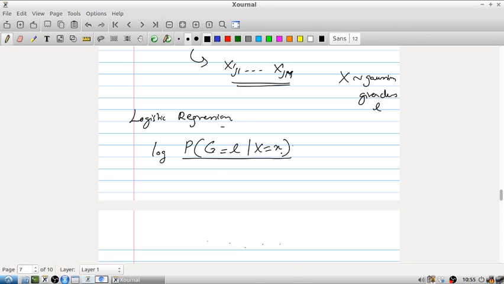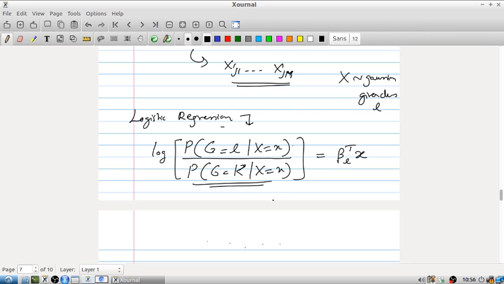And logistic regression makes the assumption that the log of the probability of G equal to L given X equals x, divided by the probability of G equal to, let's say, the last class, without loss of generality, as in you can pick any class in the denominator, given X equals x, is equal to beta L transpose x. So this is the assumption. It's a weird assumption, right? I'm saying I have k classes in my classification problem. I'm going to take the ratio of every class from 1 to k minus 1, the conditional probability of G taking that class value given X equals x, divided by the conditional probability that G takes the value of the last class given X equals x, take the log of that, and assume that to be linear. The log of the ratio of the conditional probabilities is linear. That's the assumption.